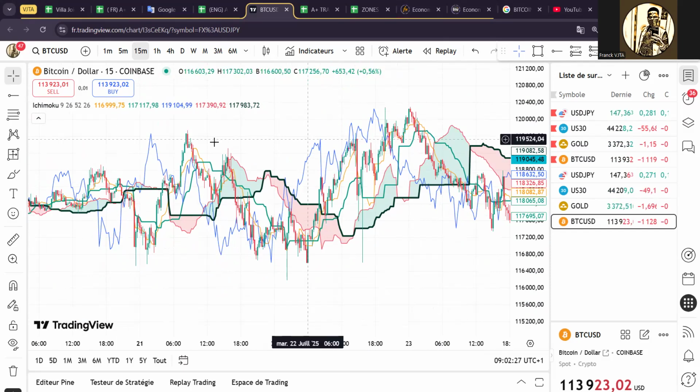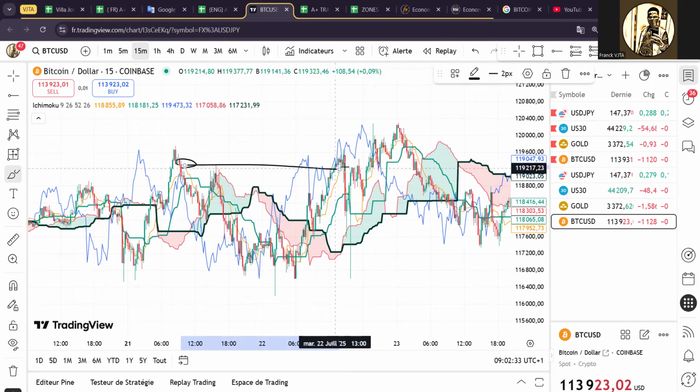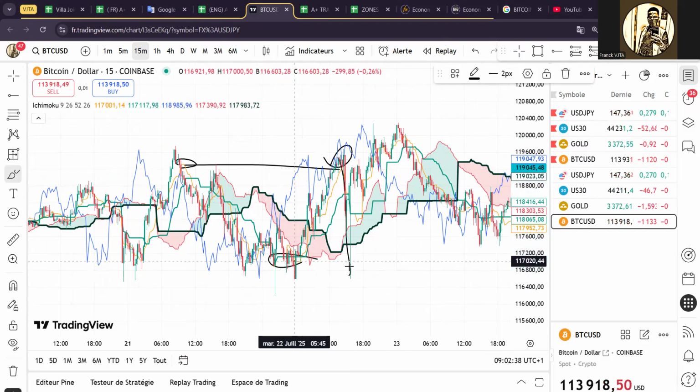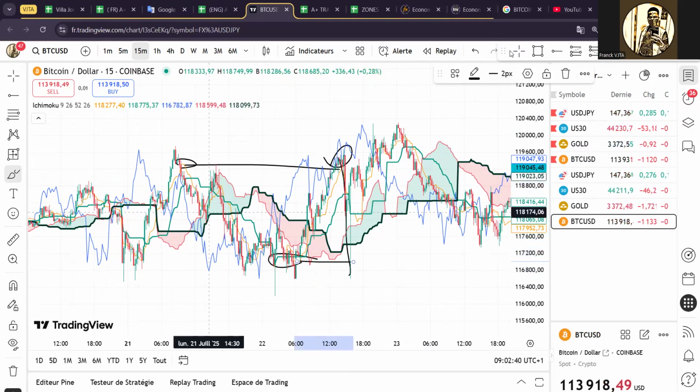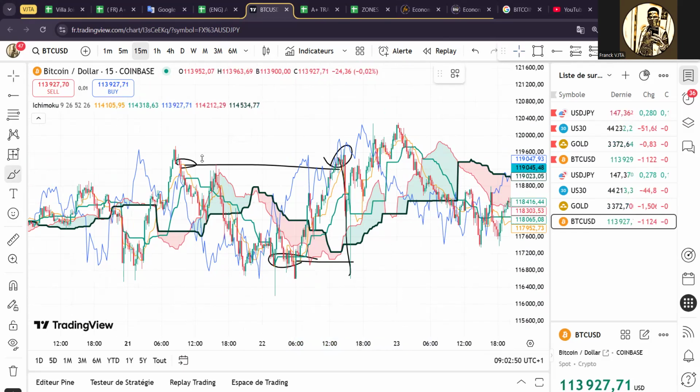Even here, this was a mountain Tenkan, but that made the price go down to another mountain Tenkan here. So it's a part of the zone. That's why I took it for the zone, because it shows the extremity of the cheapest price, the extremity of the expensive price.